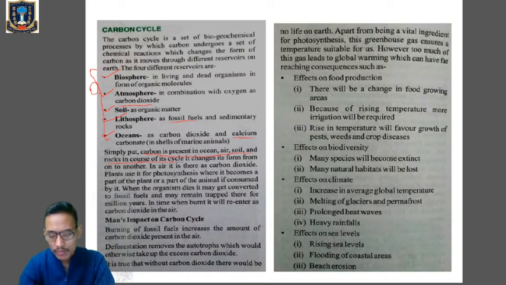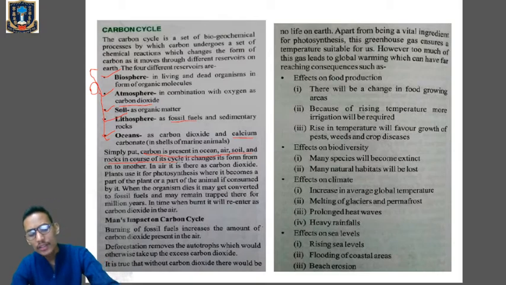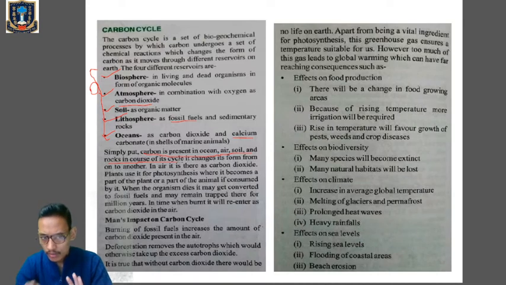Clear? So that means over here we can say that carbon is continually changing its form from one form to another. In simple terms: during photosynthesis, carbon dioxide is utilized by the plant in order to manufacture food. So carbon will be stored in the body of the plant. Now animals will feed on the plant, so the carbon from the plants will be stored in the body of the animal.